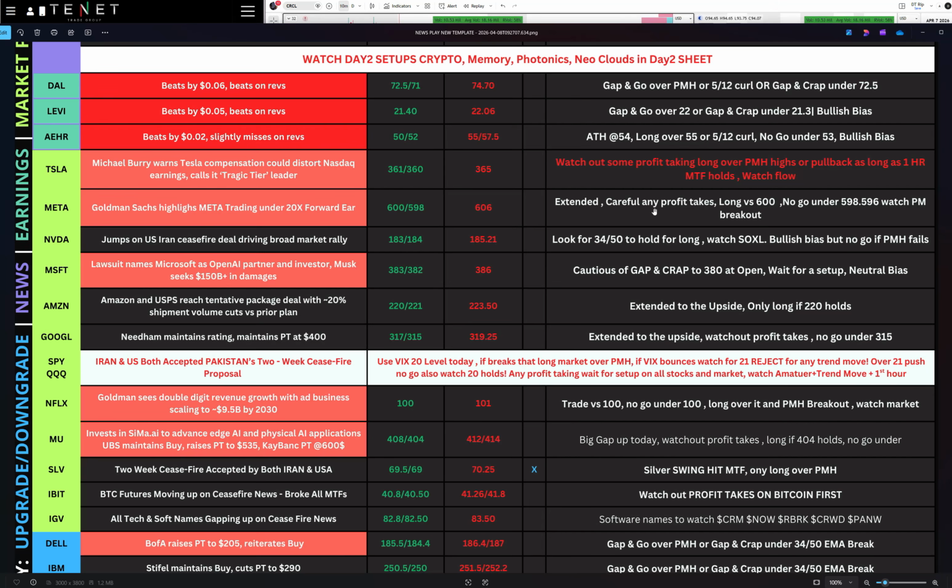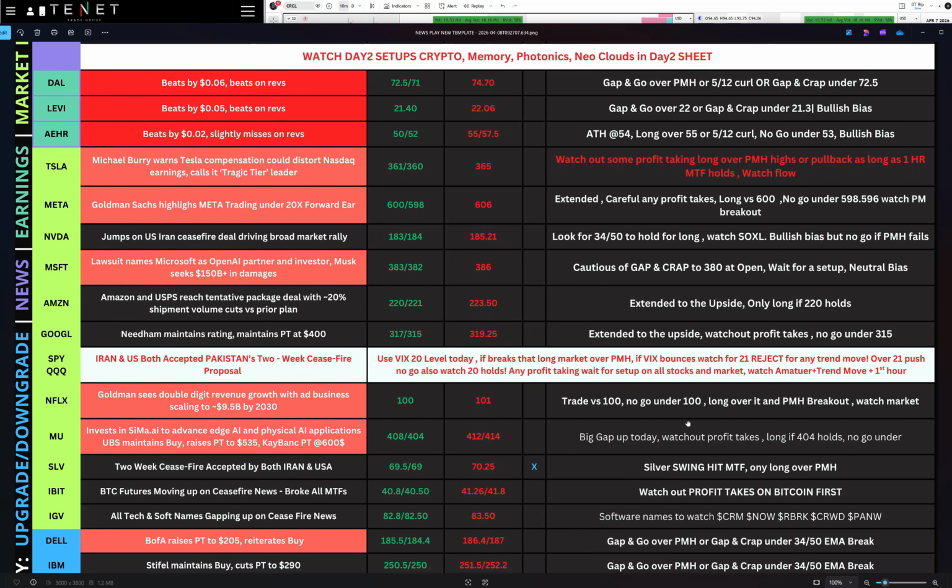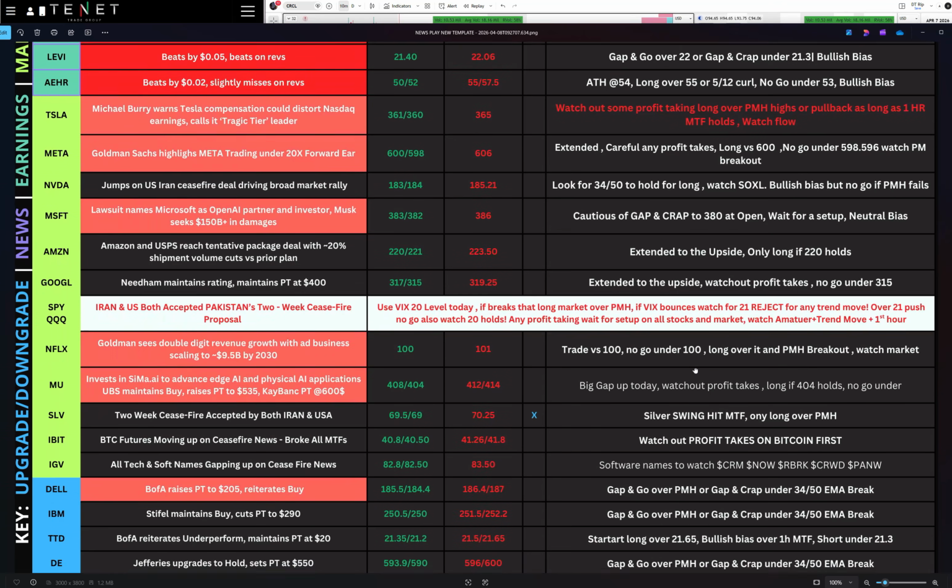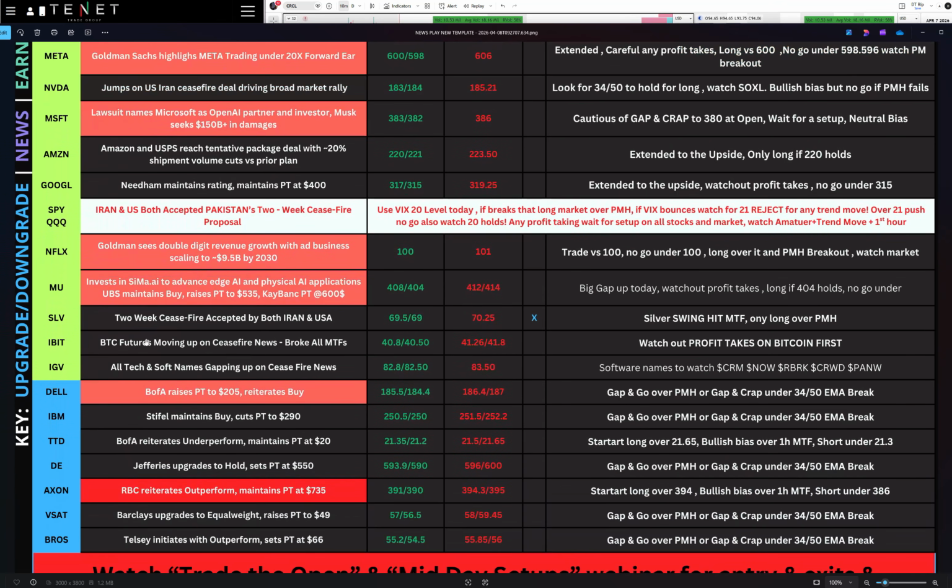I talked about Meta. You can see the guidance, careful of any profit takes, right? I told about Microsoft, cautious of gap and crap to 380 at open, wait for the setup. So I clearly defined all the gap and craps so that my traders could take that gap and crap. And this was the Bitcoin pre-market planning. Watch out for the profit takes on Bitcoin first. You see IBIT, that's what we are talking about.